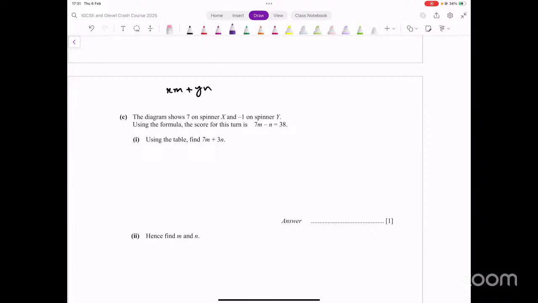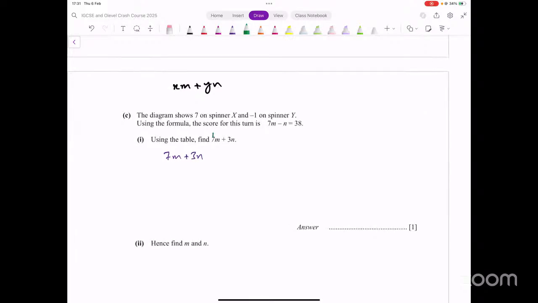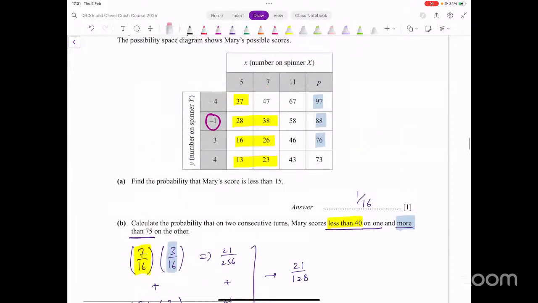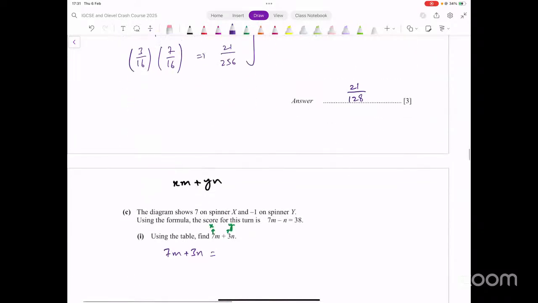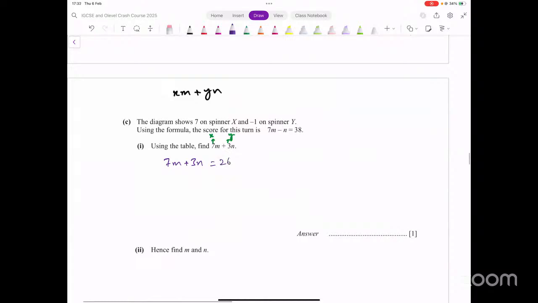Using the table, they're saying find 7m plus 3n. What that means is use the table to find where x is 7 and y is 3. What is the score in that case? When x is 7 and y is 3, use the table to find the score. x7, y3. Okay, so x is 7 and y is 3. What's the score in this case? 26. So that means 7m plus 3n should equal 26.